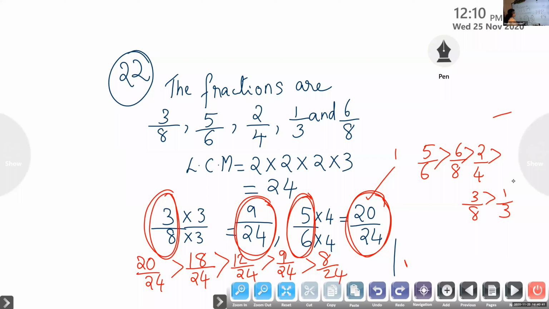So first we will write the equivalent fractions: 20 by 24 is greater than 18 by 24. That is greater than 12 by 24. That is greater than 9 by 24. And that is greater than 8 by 24. Now write the real fractions. 5 by 6 is greater than 6 by 8, greater than 2 by 4. That is greater than 3 by 8. That is greater than 1 by 3.